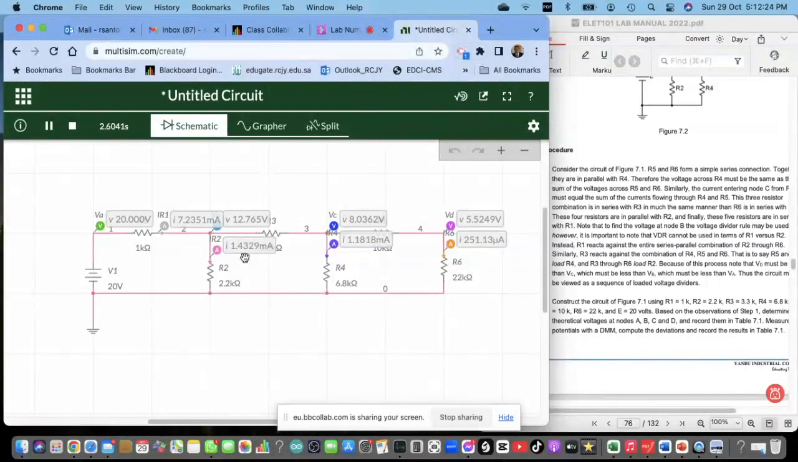Let me check in my book. 1.4. Doctor, IR2 should be 5.8 milliampere. Yes. Again, a mistake, right? Wrong. Why? So there's something wrong in here. In my calculation, I got 5.8. So here, why is it 1.4? I think it's because of the connection.